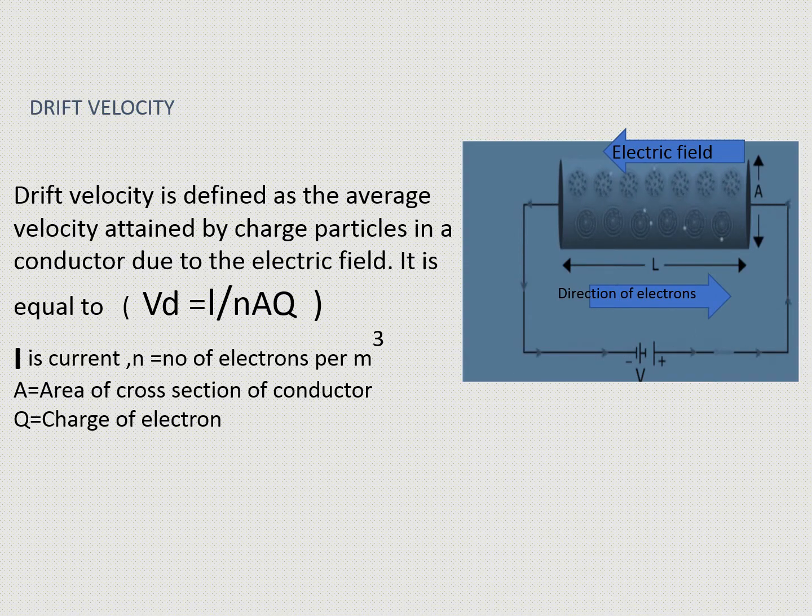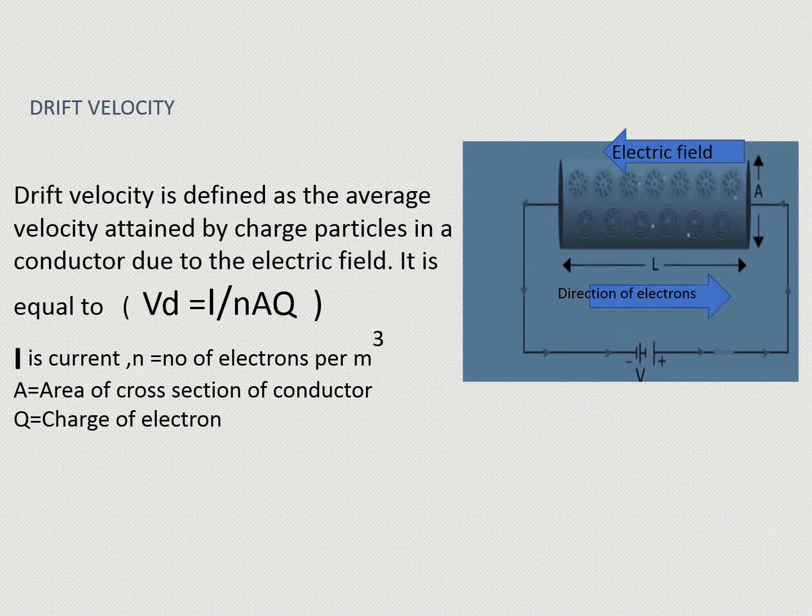Drifting means moving away from its original path. Why are they drifted? Because of the electric field. How is the electric field generated? Because of the potential difference applied at the two ends of the conductor. Now let us derive the equation for drift velocity.